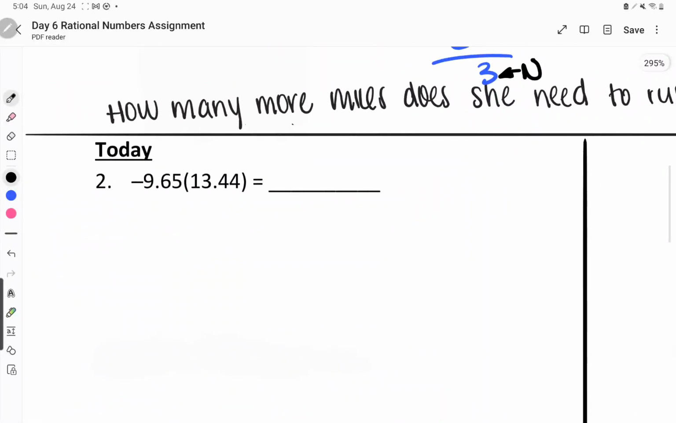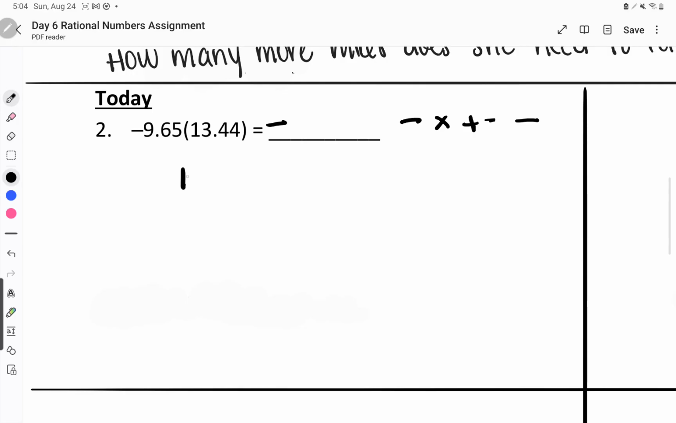All right, this one is negative 9.65 times 13.44. The first thing I need to know is what my sign on this is going to be. I have a negative times a positive, and a negative times a positive is a negative. So I know that first of all it's going to be negative, and then I have to do 13.44 times 9.63.